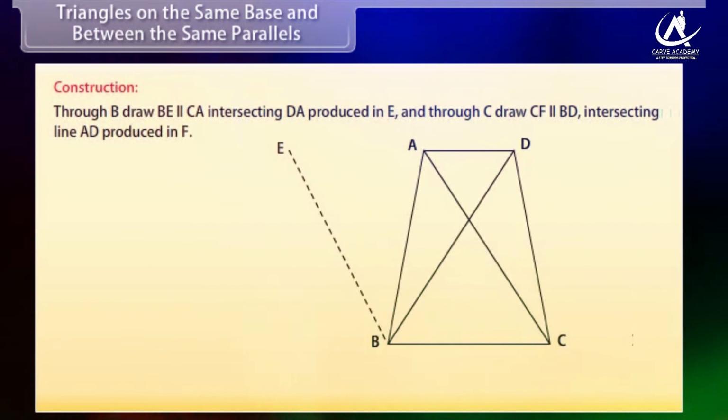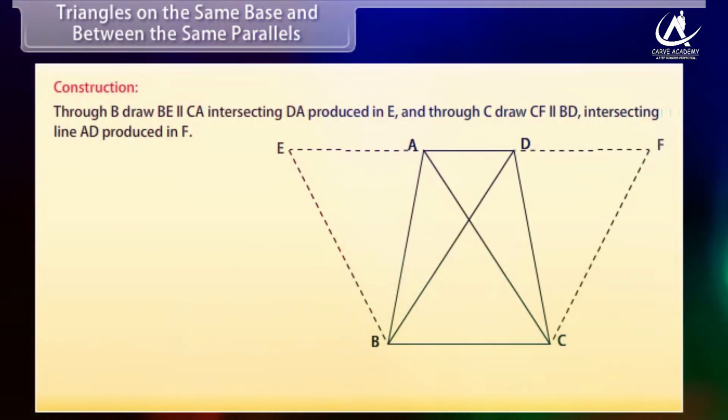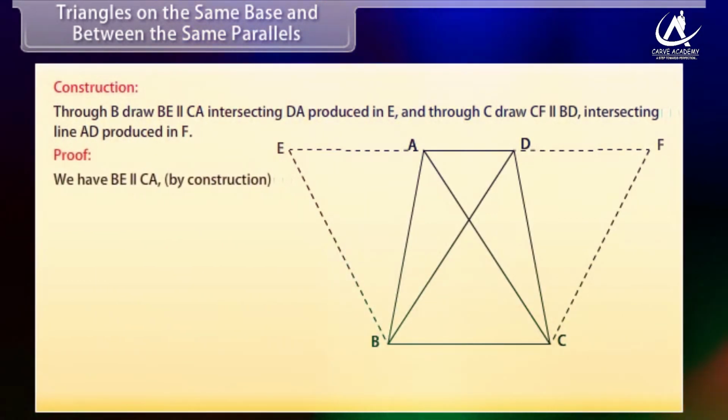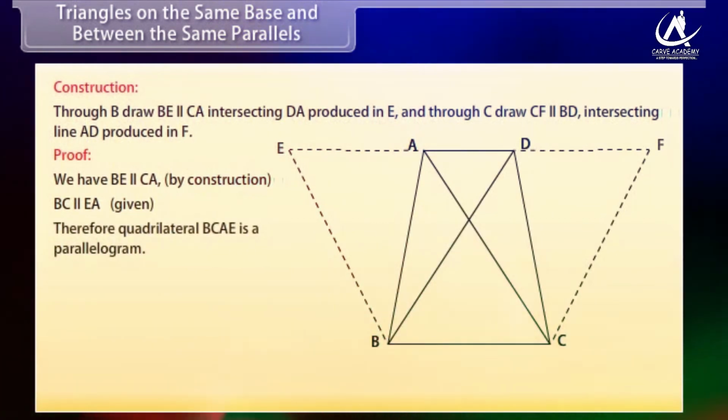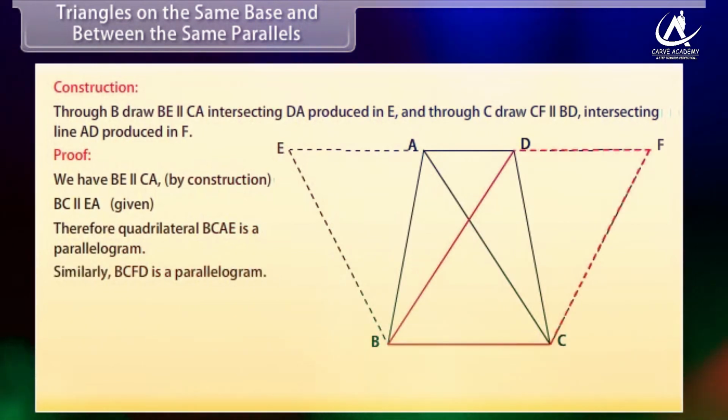Through B, draw BE parallel to CA intersecting DA produced in E, and through C, draw CF parallel to BD intersecting line AD produced in F. Proof. We have BE parallel to CA by construction. BC parallel to EA is given. Therefore, quadrilateral BCAE is a parallelogram. Similarly, BCFD is a parallelogram.